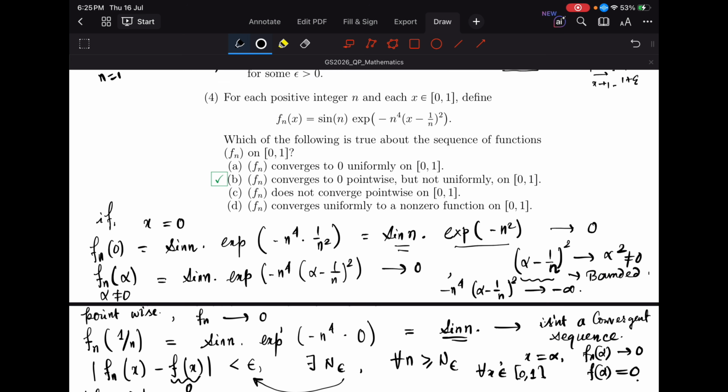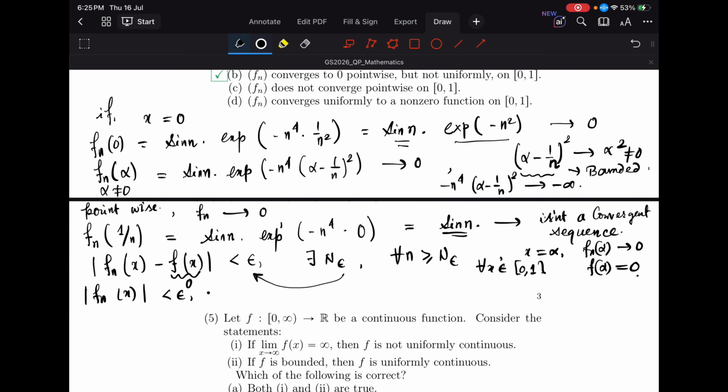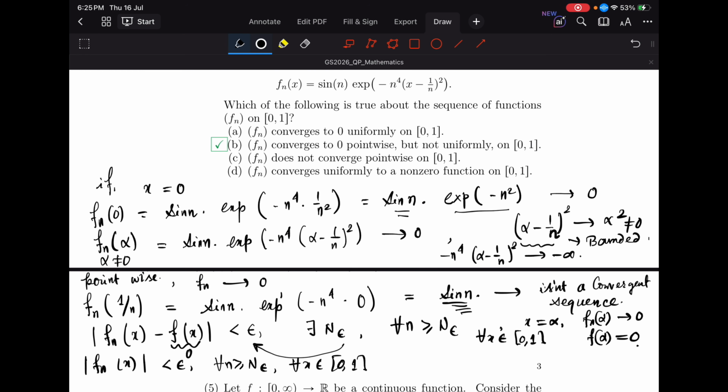So this is less than epsilon for all n greater than or equal to n epsilon, and for all x belongs to (0, 1). Now just put x equal to 1 by n, then you will get the contradiction. Okay, because f_n of 1 by n equal to sine n, which is not convergent. So this option is correct, these are not correct.